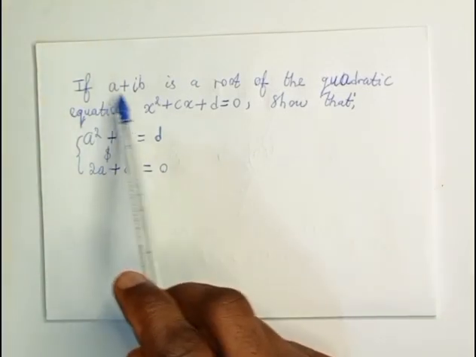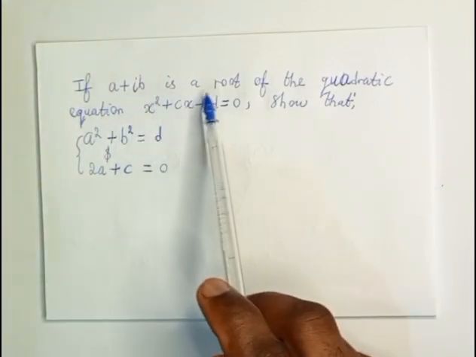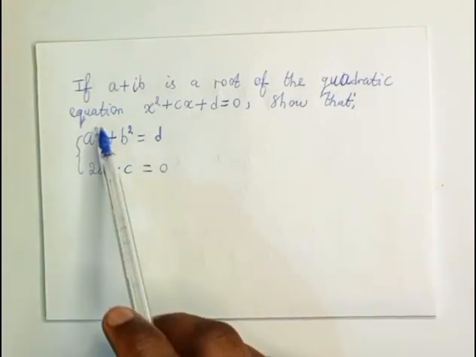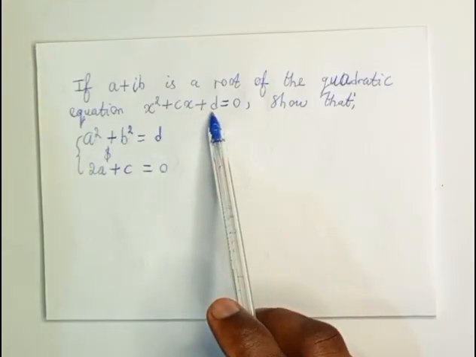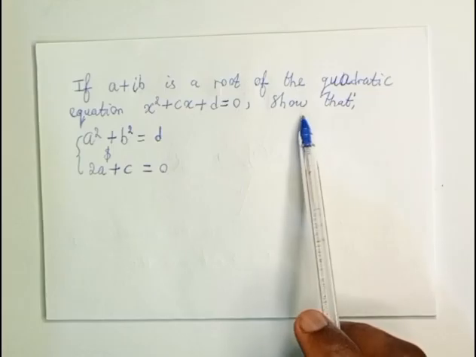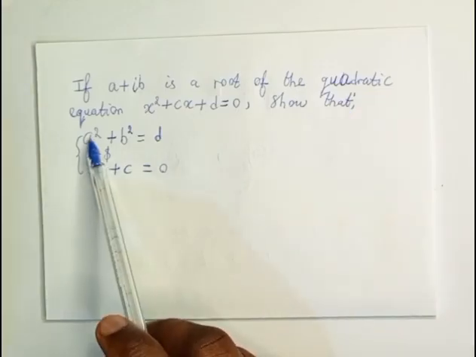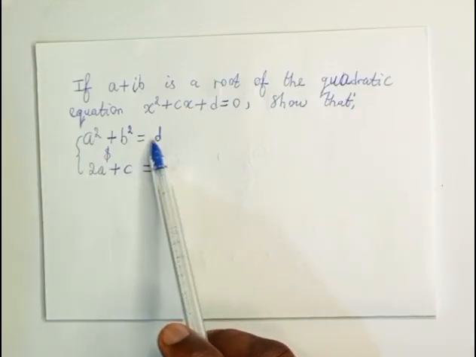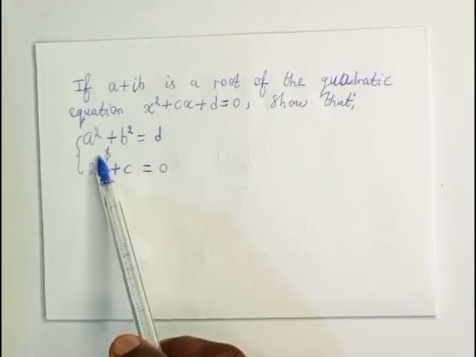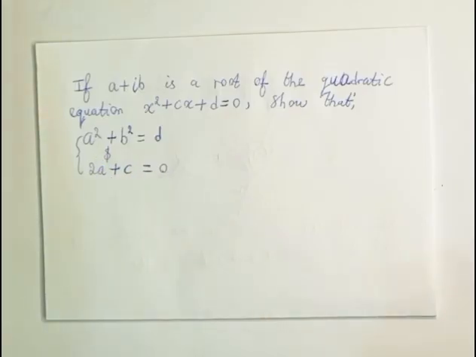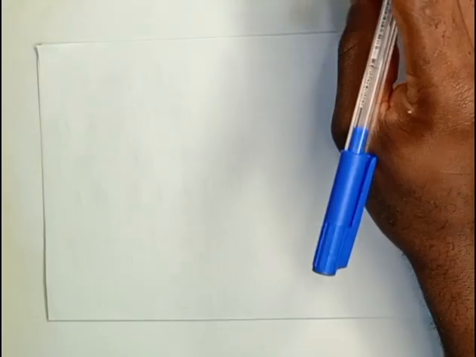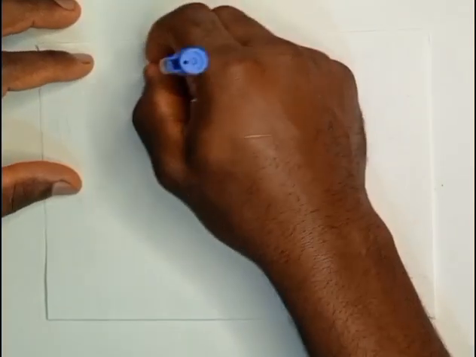If a plus ib is a root of the quadratic equation x squared plus cx plus d equal to 0, show that a squared plus b squared is equal to d and 2a plus c is equal to 0. Take solution.